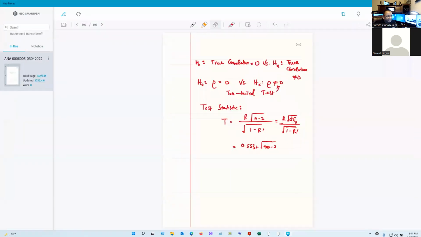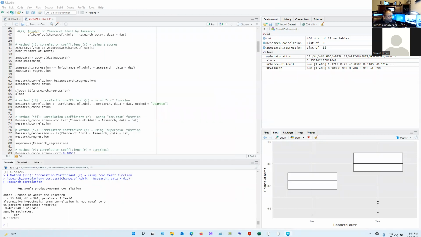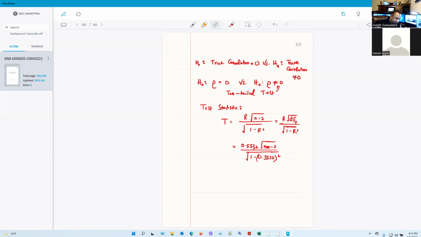0.5532 divided by square root of 1 minus 0.5532 squared. Punch this number into the calculator and see whether we're going to get the same answer. 0.5532 times square root of 398 divided by square root of 1 minus 0.5532 squared equals 13.24. That's the t value. That's how you get the t value from that. That's the same value we get over here.